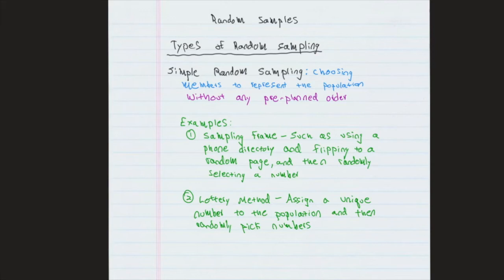Another example of simple random sampling is a lottery method. So you give everybody in the population a number, and then you randomly select a number. And there are different ways to select a number. You could computer generate a number, like using an Excel spreadsheet. There are things called random number tables that you could do. So there are different types of ways to choose a number at random. That would be unbiased.